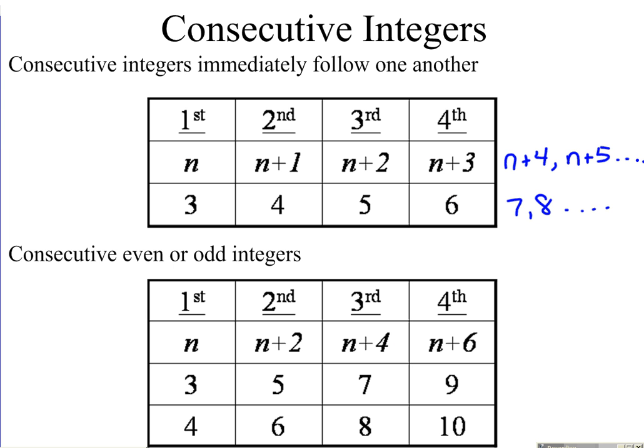So in general terms, first integer, second integer, third integer, fourth integer. Doesn't matter whether I pick an even or an odd. We have to add 2 to each one to get to the next even or odd integer. So if I start with n, next one is n plus 2, n plus 4, n plus 6, n plus 8, and so on. If it happens to be an odd integer, it goes 3 to 5 to 7 to 9 to 11, and so on. If I start with an even integer, 4 to 6 to 8 to 10 to 12.